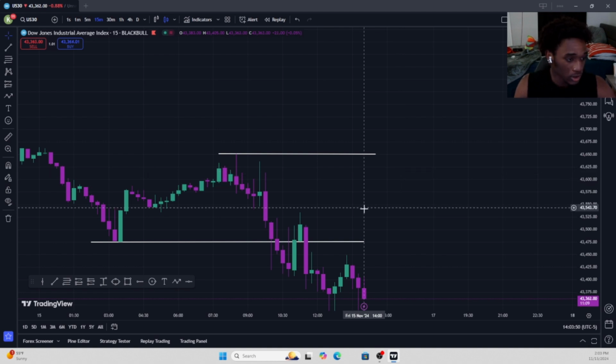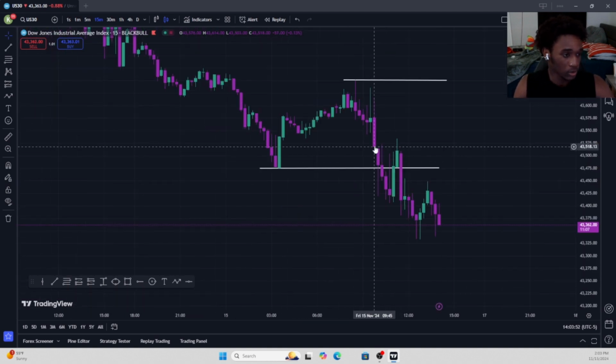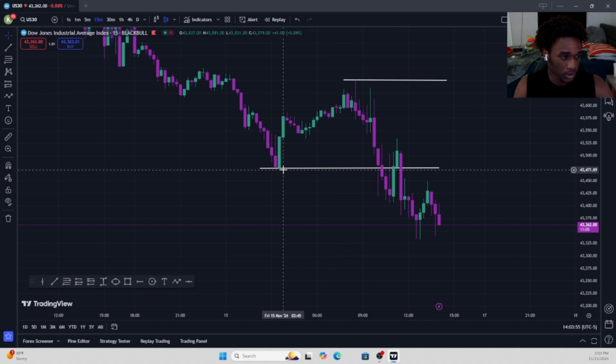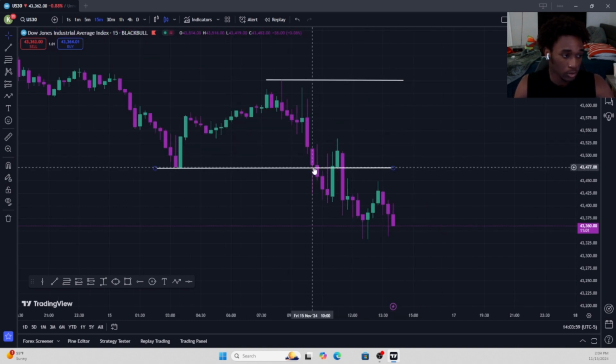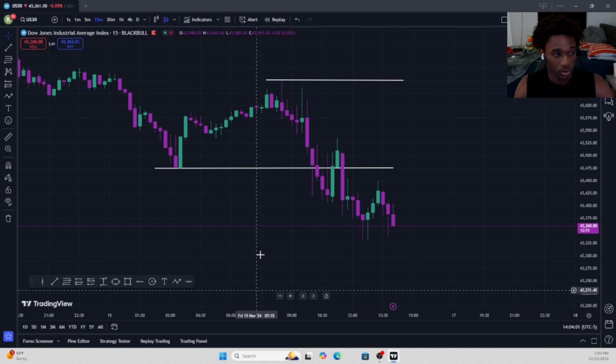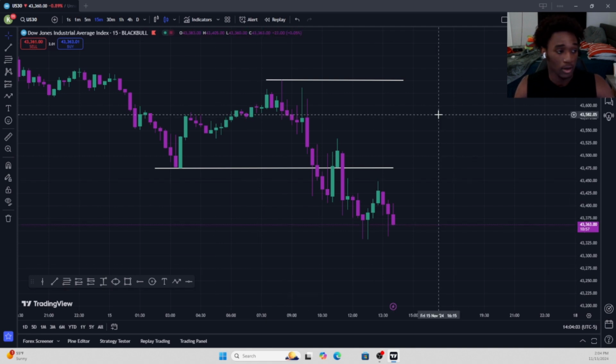So originally at 9:30 a.m., I wanted to see price break this low, which is the support zone, right? I just wanted to see a breakout of the support zone. I enter and target a 1 to 2 risk to reward. That's my trade. If we're trading to the downside, I look for a breakout of support. If we're trading to the upside, I look for a breakout of resistance. So in this case, we're trading to the downside, so I want to see a break of support, right?